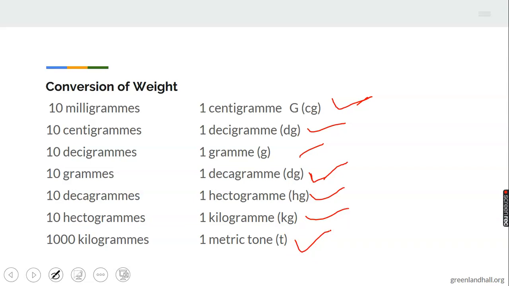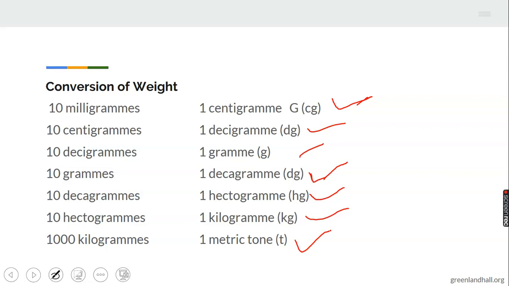I come again. 10 milligrams make 1 centigram. 10 centigrams make 1 decigram. 10 decigrams make 1 gram. 10 grams make 1 decagram. 10 decagrams make 1 hectogram. 10 hectograms make 1 kilogram. 1,000 kilograms make 1 metric ton.